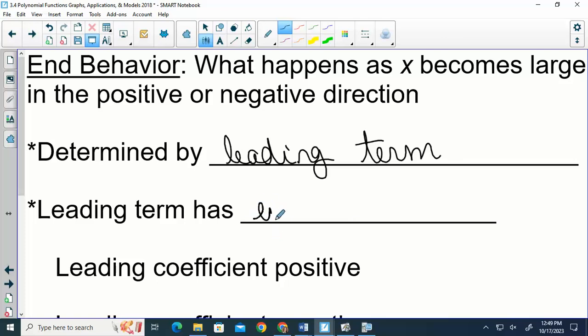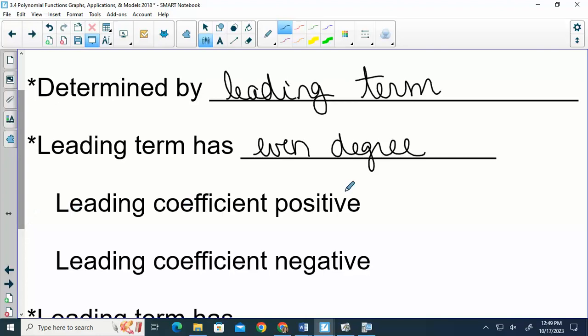If it has even degree, we know it's going to look like what? A parabola. So as long as the coefficients are positive, you have your basic parabola where both ends are pointing up. If that leading coefficient is negative, what happens if you have a negative in front?